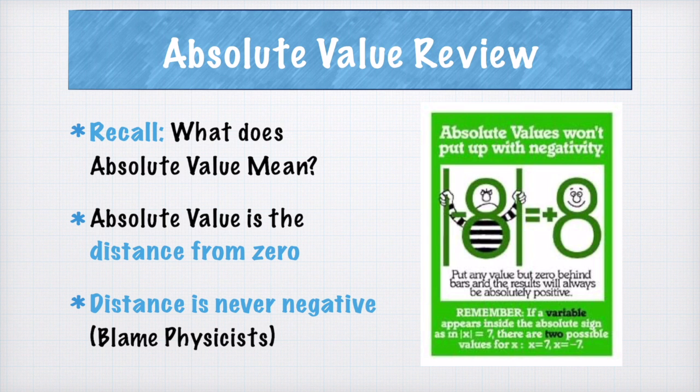And absolute value, the way that we write that is we have the two bars. And so we'll have something in between two bars, and that's saying what is the distance that this thing in between these bars is from zero.